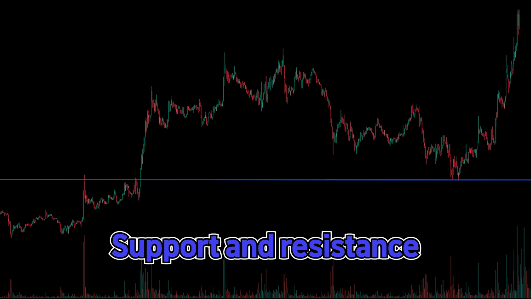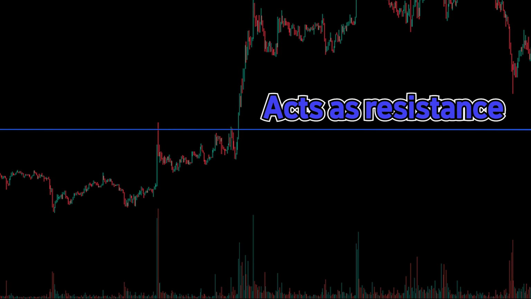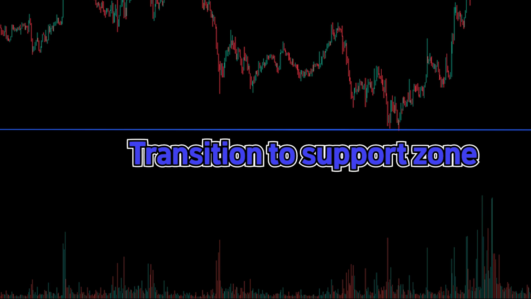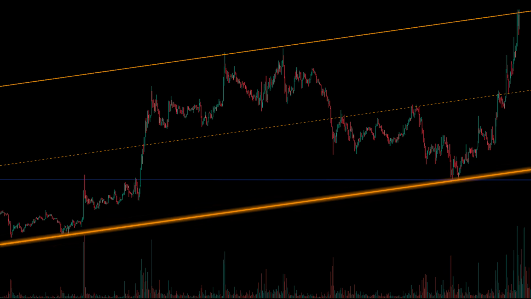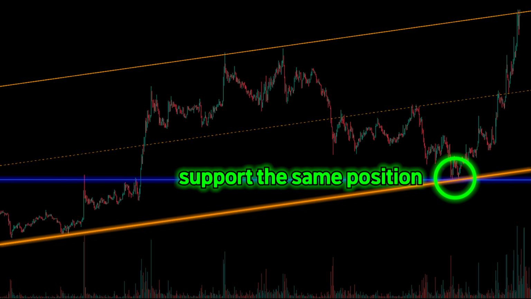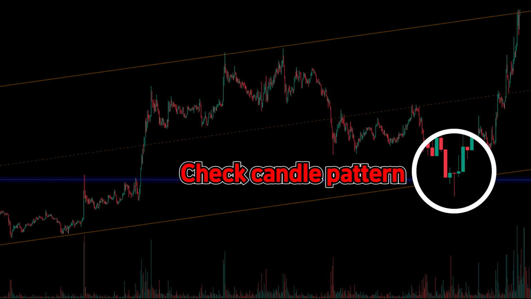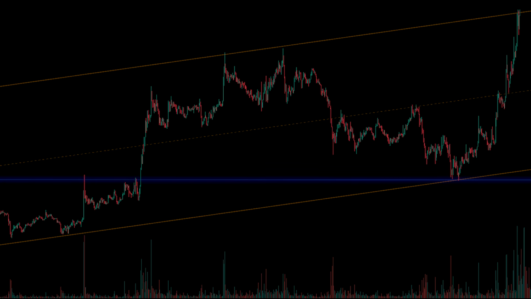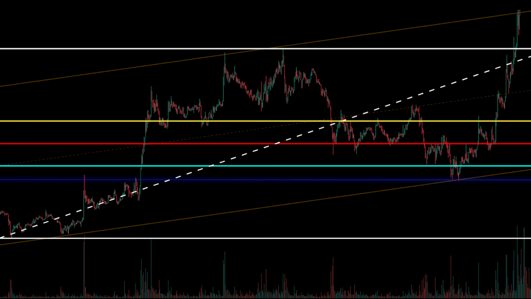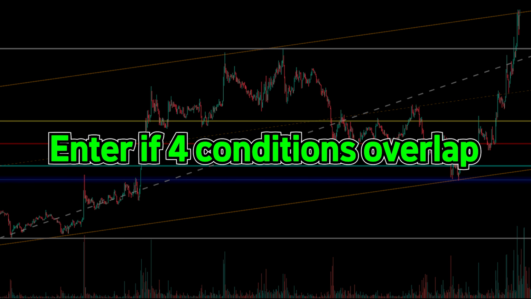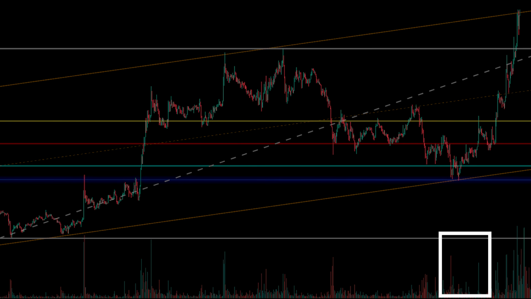First, support and resistance. Confirm that a previous resistance level has flipped to support after being broken. Second, the trend line. Check whether the trend line connecting the swing lows of the uptrend is also supporting the same area. Third, candle pattern. Look for a strong reversal candle, such as a bullish engulfing. Fourth, the Fibonacci golden zone. Confirm that this area overlaps with the 0.5 to 0.618 zone. When all 4 factors align at the same level, that's your entry. Also confirm volume. If volume is genuinely increasing at this level, it means a large number of market participants are all watching the same zone.